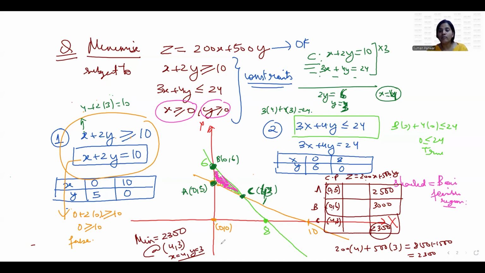Similarly, if in the same problem you were asked to calculate the maximum value, the maximum value was 3000 at 0, 6. Okay. So that is how you calculate maxima or minima of a linear programming problem. So we go to the next problem and let's maximize this time. So let's write the next problem of maxima and minima.